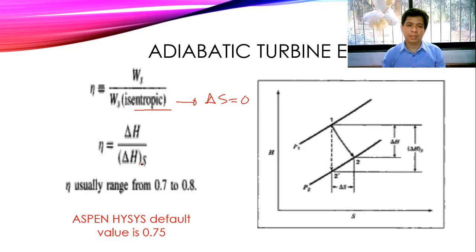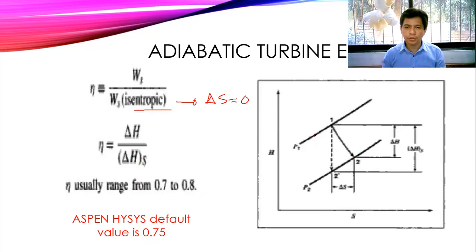Delta H divided by delta H isentropic. The S here means isentropic. So experience will tell us that the normal efficiency of a turbine is from 0.7 to 0.8, like 70% to 80%. In Aspen HYSYS, if you don't change the efficiency of the turbine, the default value is 0.75.